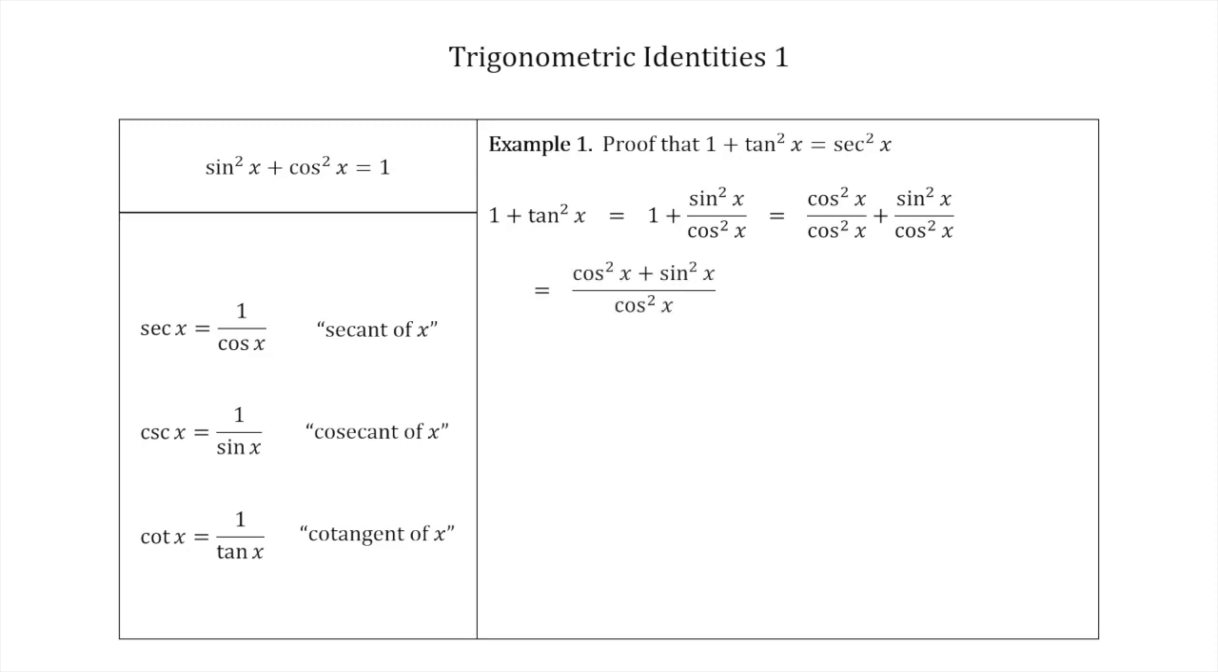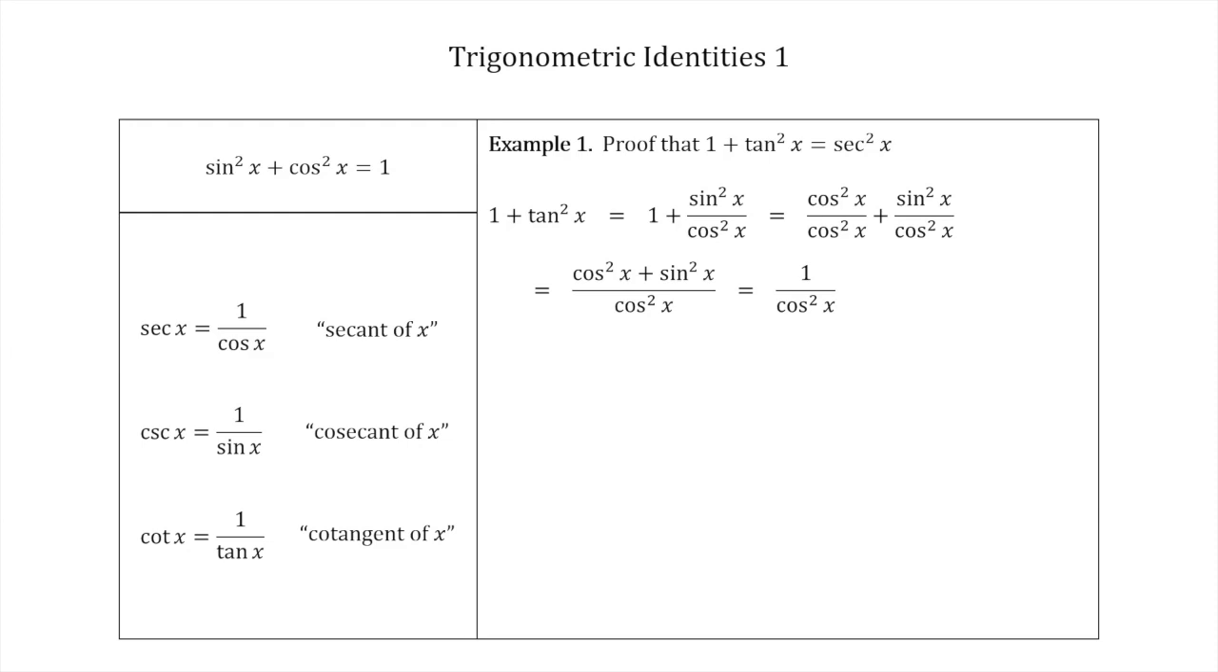So we have that this equals cos squared of x plus sine squared of x over cos squared of x. So we have the two numerators added up over the common denominator. And now this is where we use our identity. On the top we have cos squared of x plus sine squared of x, and that's just 1 by our identity. So we have 1 over cos squared of x. I've just used that equation in the top left-hand box.